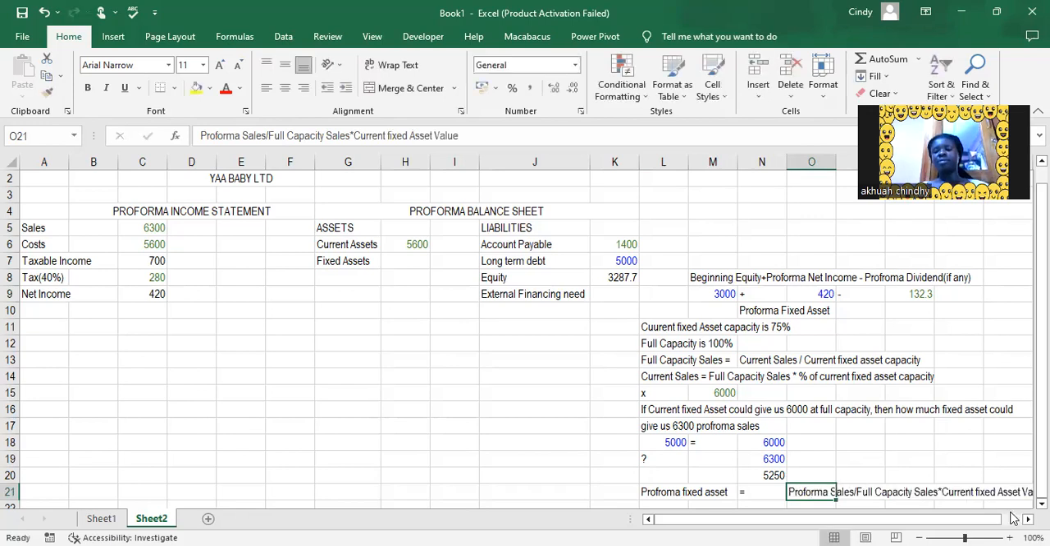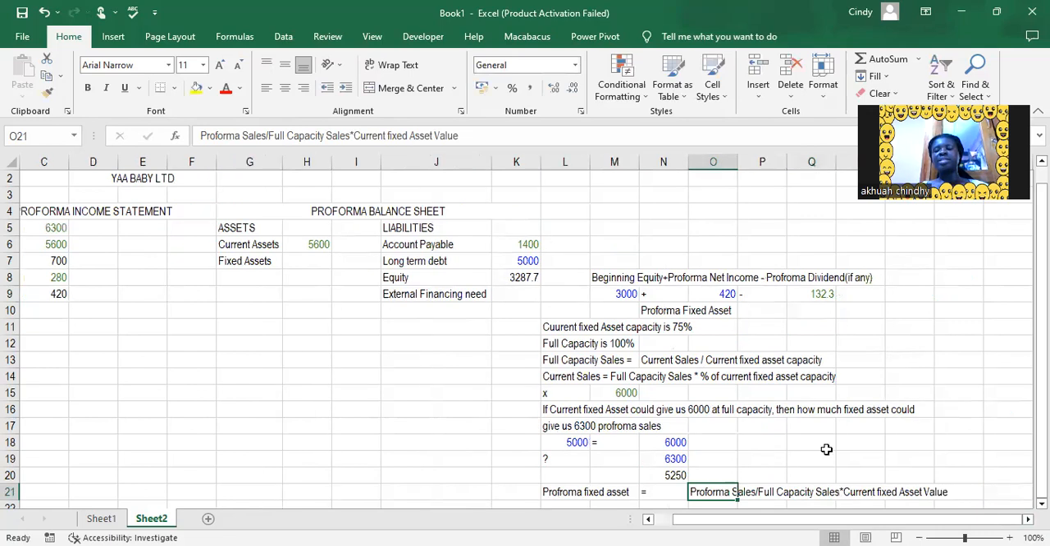So this is all that I'm trying to say. What I've written here is what I've said in words. Someone might say, okay, I don't want all these, I just want the formula. So that's the pro forma. Now you're looking for pro forma fixed assets, the fixed asset we need in the future to support our 40% sales growth. If you want to know that figure, it is our pro forma sales, that's our future sales, divided by our current full capacity sales, times our current fixed asset value. I hope that is okay.